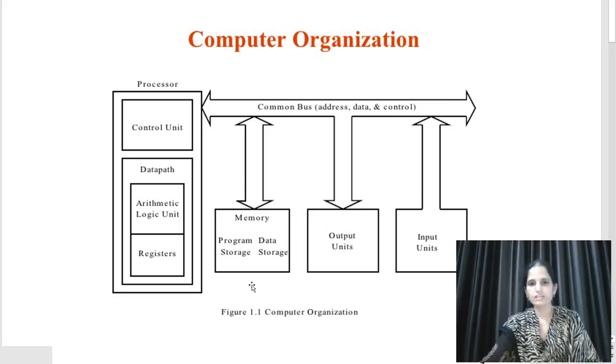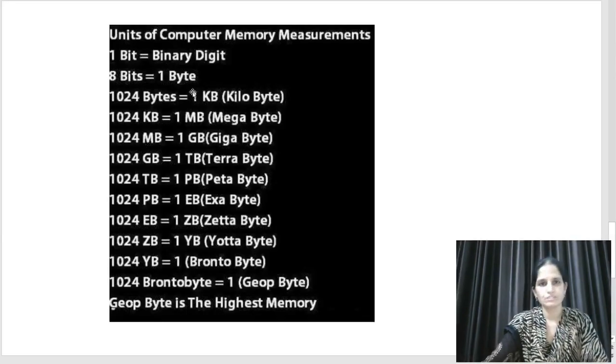Now we are discussing the memory. What do you mean by memory? Two types of memory are there: one is primary memory, and the second is secondary memory. But before this, we will discuss the measurement of memory. So now let's discuss the memory units, the measurement of your computer memory.